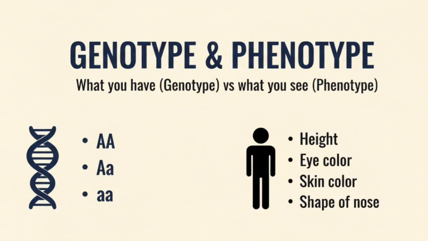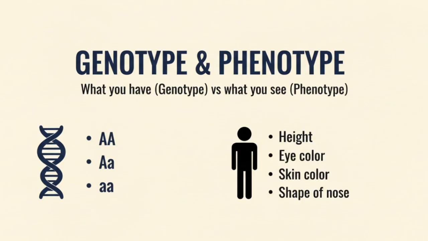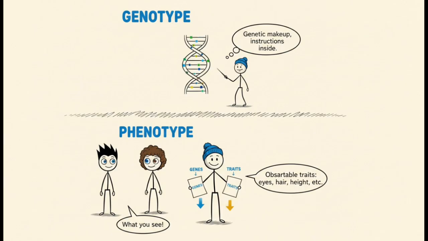Next, we have genotype and phenotype. Your genotype is your genetic makeup. Examples are AAAA and AA. If the 2 alleles are the same, we call it homozygous. If they are different, we call it heterozygous. Your phenotype is what you can physically see. Things like eye color, height, skin color, and shape of the nose. So, genotype is what you have genetically. Phenotype is what you see physically.